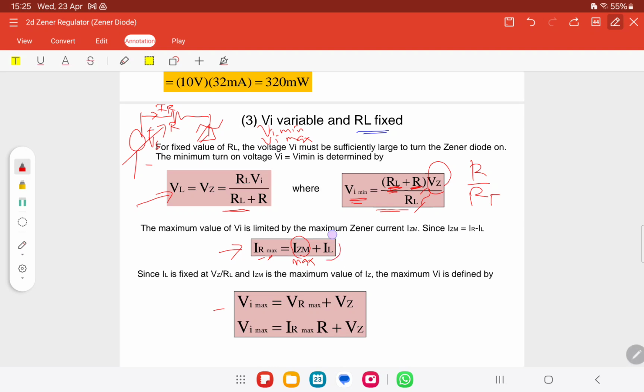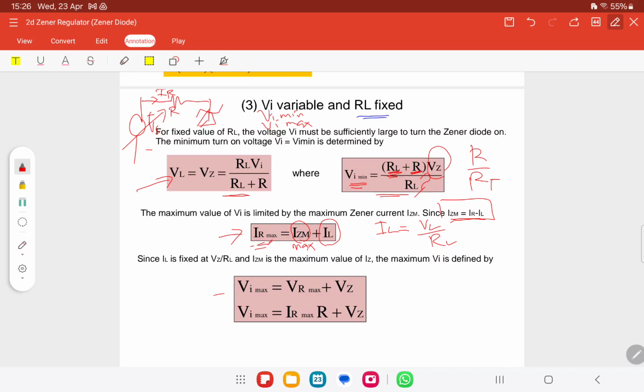So where do we get IL from? For this third condition, IL has only one value because it is fixed. It varies at the front, and at the back it is fixed. So IL equals VL over RL. Okay, so this IR max comes from this one. So we can get the value of IR max.